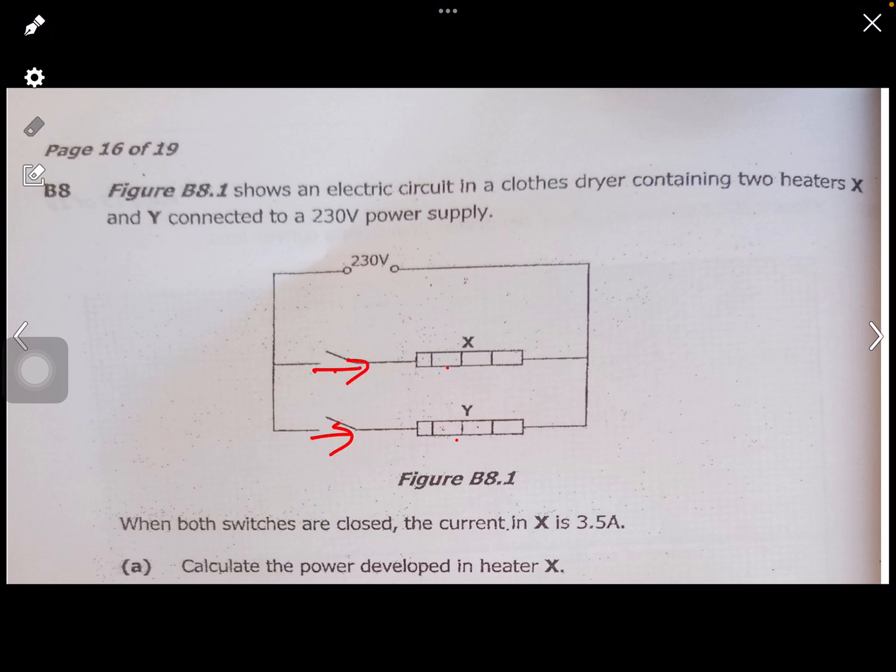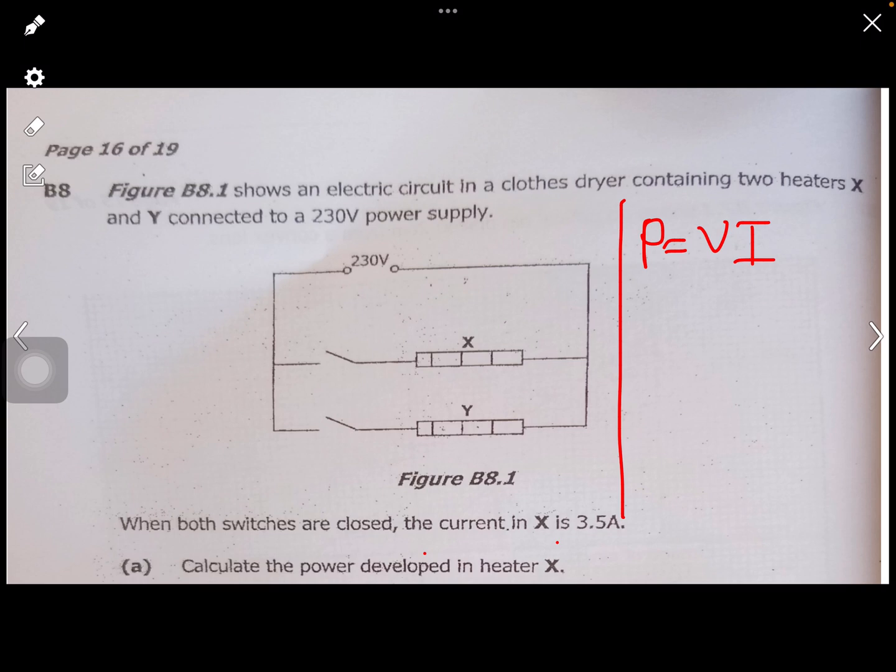Now what we are given in the question: when both switches are closed, the current in X is 3.5 amps. Calculate the power developed in heater X. So how do we calculate power? We have to know the formula for power. Power is equal to voltage times the current. That's the formula for power.